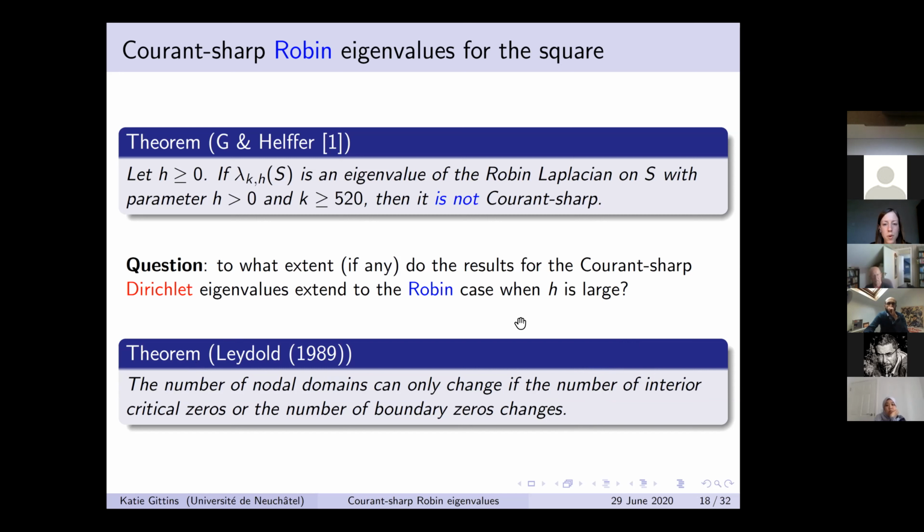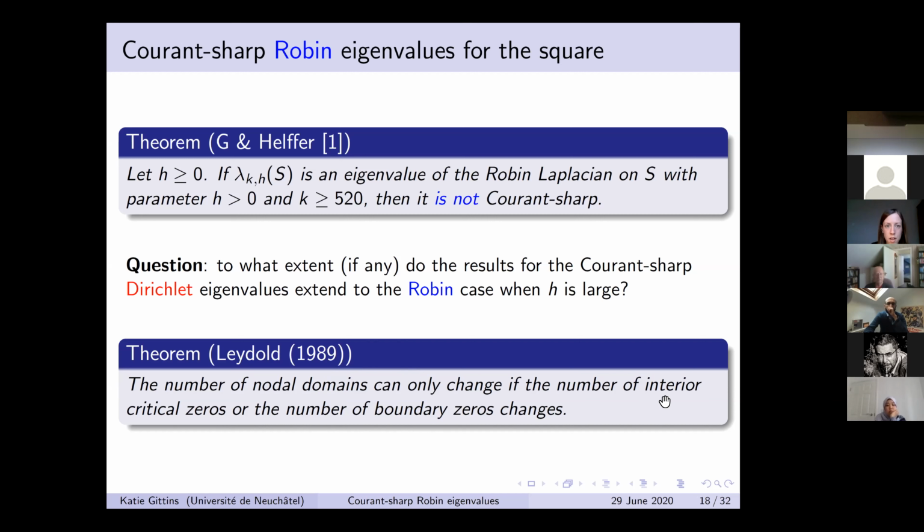So what we're gonna do in the next part of the discussion is start from the nodal partition for u_k corresponding to Dirichlet lambda k, and then we're going to do a small perturbation of h and try to understand what happens to the nodal partition and whether there are changes in the number of interior critical zeros.